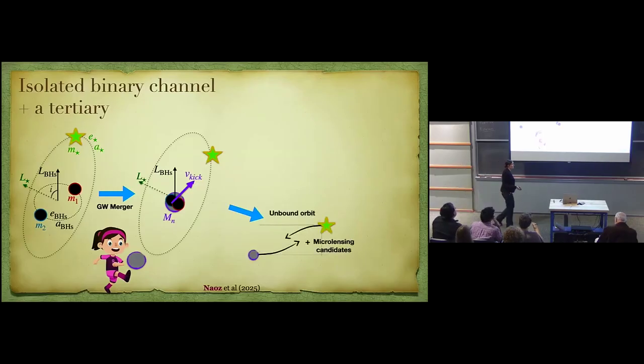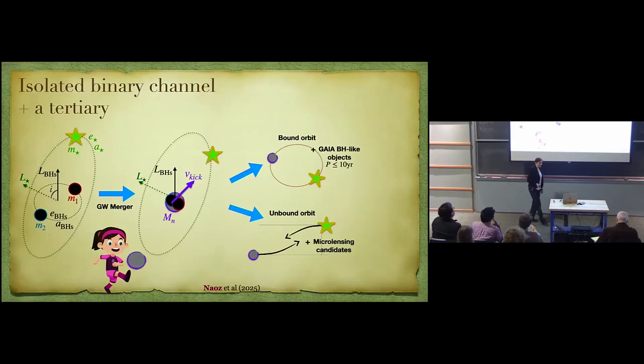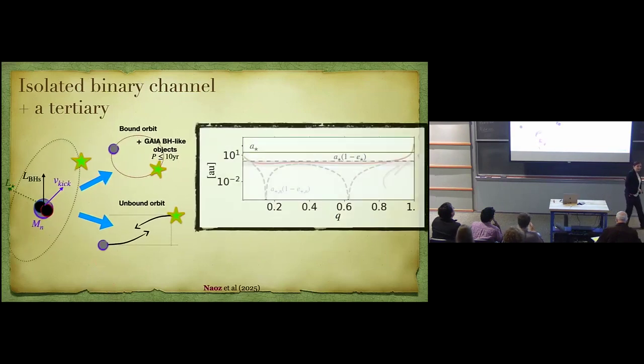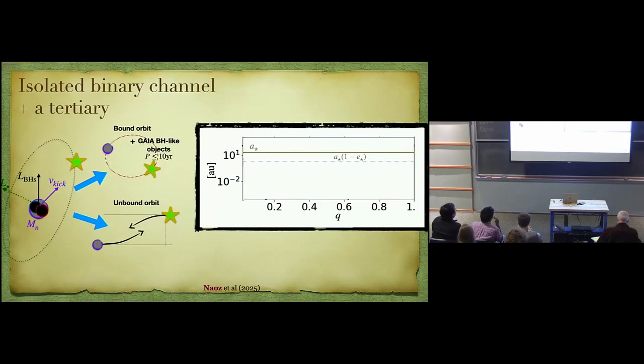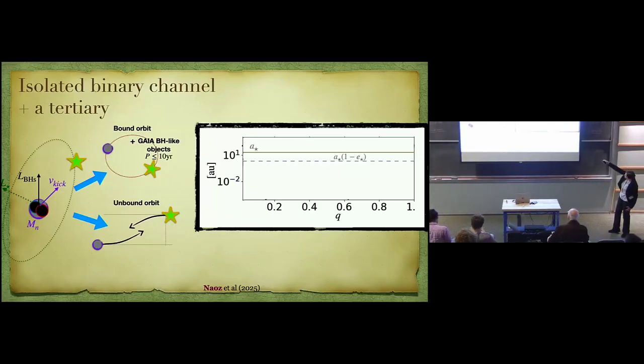So very heuristically, I expect two possibilities. One is some unbound orbits. I will claim these are my microlensing candidates. And second is bound orbits, and I'll suggest that these will become my Gaia BH-like objects. Let's start with an example so we can see where I'm taking it to. So here is semi-major axis as a function of mass ratio. This is an example where I choose the semi-major axis of the star to be about 12 or something AU. This is the pericenter of the star, and I'm just changing the mass ratio of the black holes so we can play with it and see what we get.